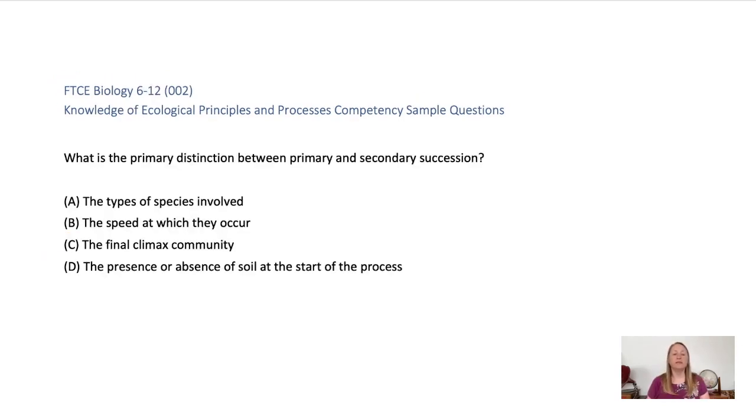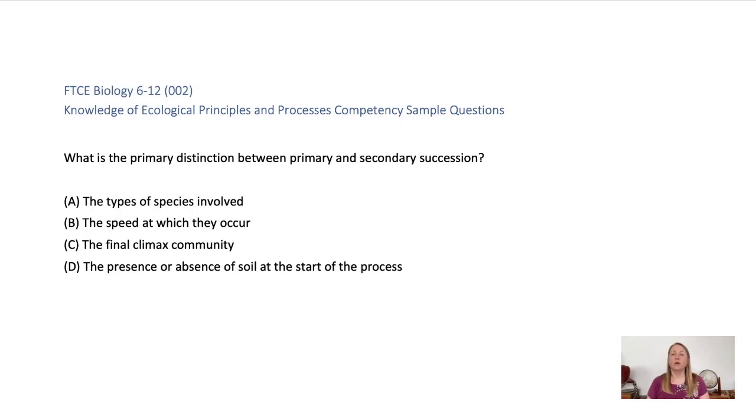What is the primary distinction between primary and secondary succession? A. The types of species involved. B. The speed at which they occur. C. The final climax community. Or D. The presence or absence of soil at the start of the process. A. The type of species involved. Both successions can involve similar plants and animals over time, so that's not the key difference.